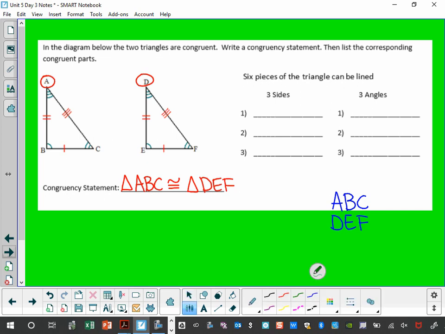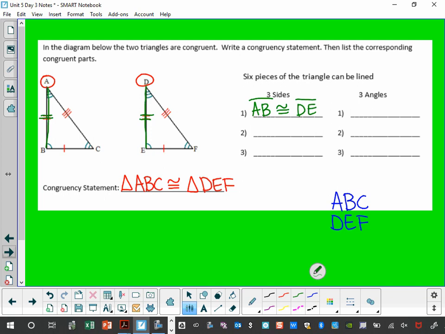Let's look at my sides here. Side AB is congruent to what? DE. How do you know that? They both have 2 hash marks, right? So we can write that AB is congruent to DE.